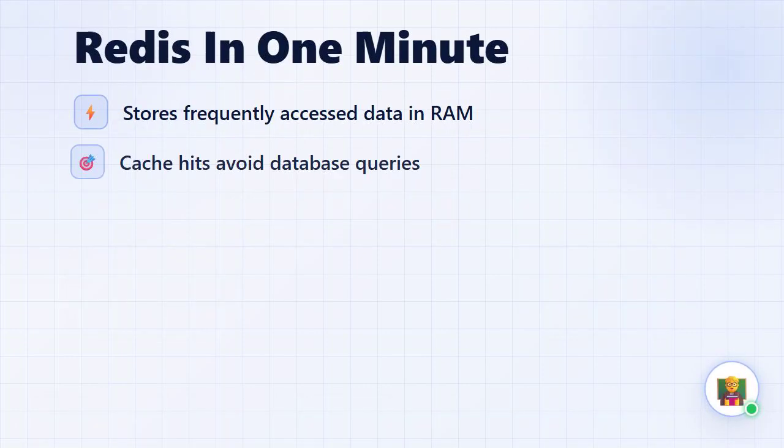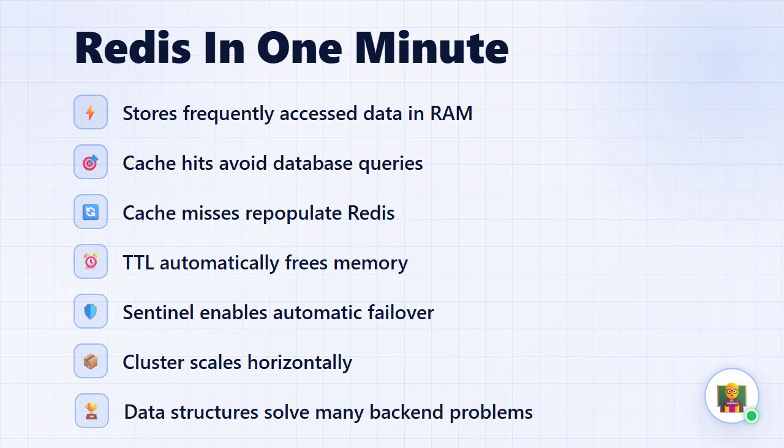Let's put everything together. Applications first check Redis before touching the database. Cache hits return instantly from memory. Cache misses fetch from PostgreSQL and populate Redis for future requests. TTL keeps memory under control. Replication and Sentinel provide high availability. Clustering scales across servers. And specialized data structures solve problems far beyond caching. That's why Redis has become one of the most important technologies in modern backend engineering.